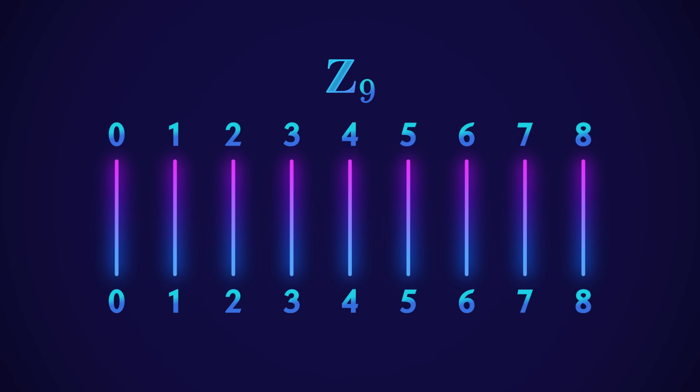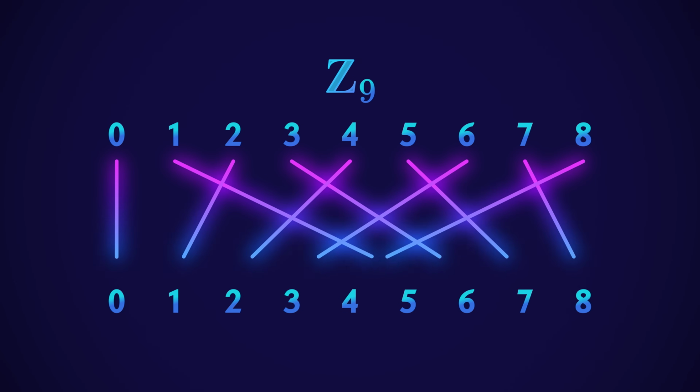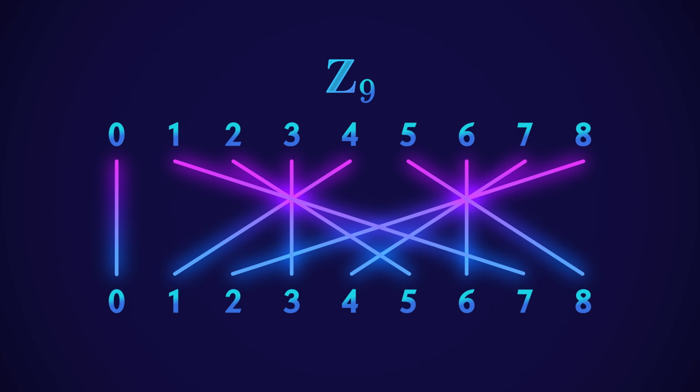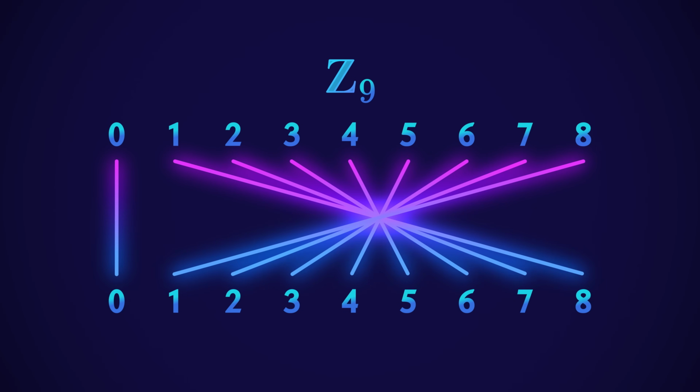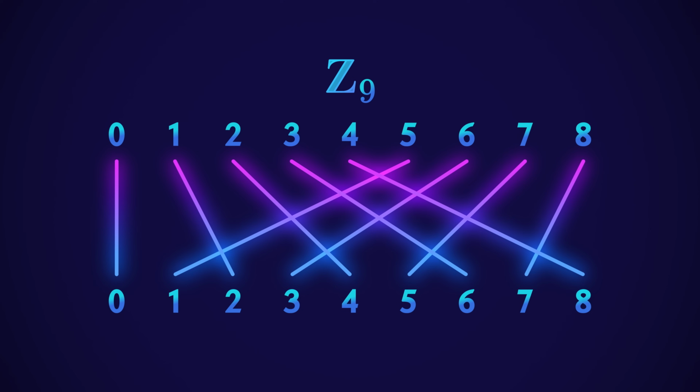Z9, for example, has not 2, but 6 automorphisms, so 6 different ways to argue with alien civilizations on what Z9 should canonically look like. The way I found these automorphisms was that I chose a target for the 1 and then calculated the rest with the reverse engineering technique.